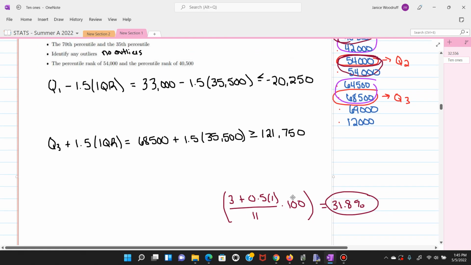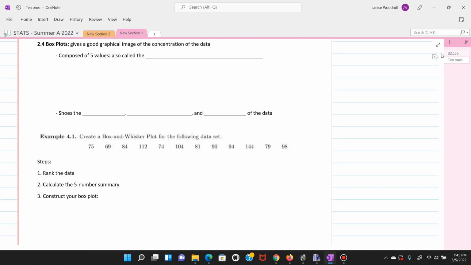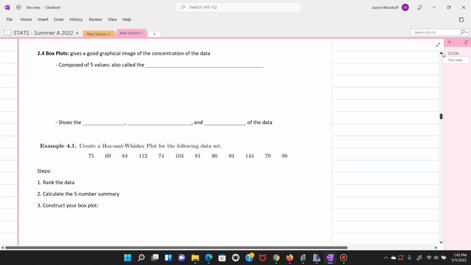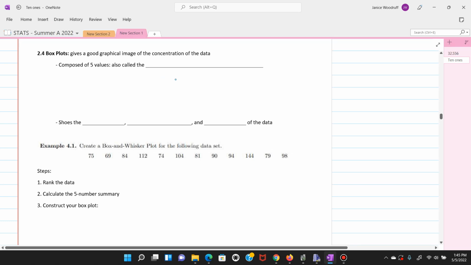Okay, let's take a look at 2.4, box plots. So we mentioned that previously on box plots. I do have a tutorial on this. I think I can link to that for you guys. A box plot is giving a good graphical image of the concentration of the data. It is composed of 5 values, which we call the 5-number summary.